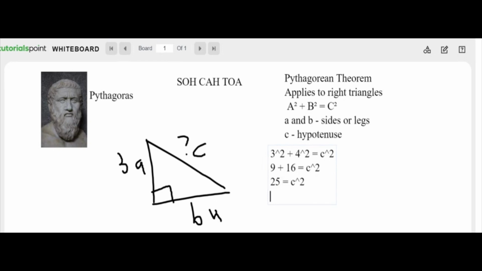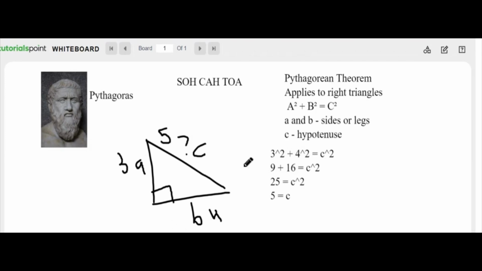Now, keep in mind that we have to find c, so we just take the square root of both sides, and the square root is the inverse of squaring a number. So the square root of 25 is 5, and so we have c. The c is 5. Now that we've found this last side, you see how the Pythagorean theorem can help us in finding side lengths here.